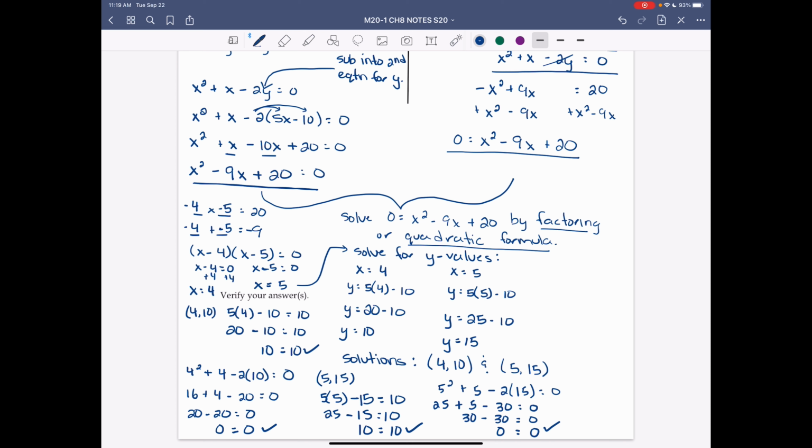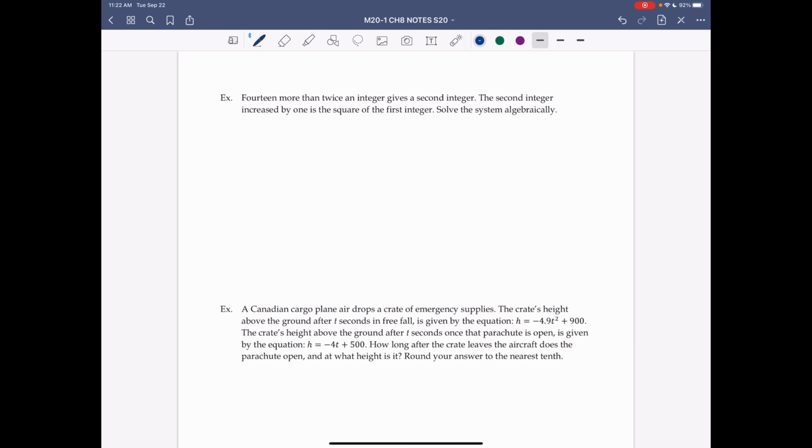Either way, we get x values of 4 and 5. We substitute those into one of our equations to get our y values of 10 and 15. So we have our solutions (4, 10) and (5, 15). And then we verified our solutions by subbing each of the points into each of the equations and checking that the left side equals the right side. Let's try some word problems next.